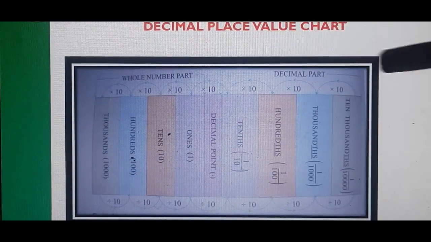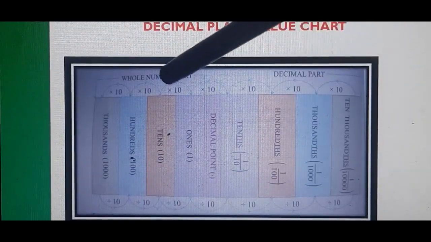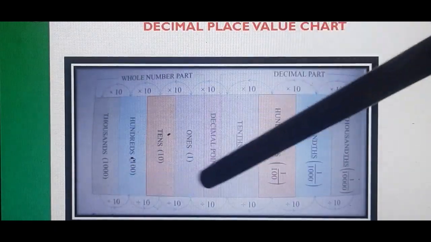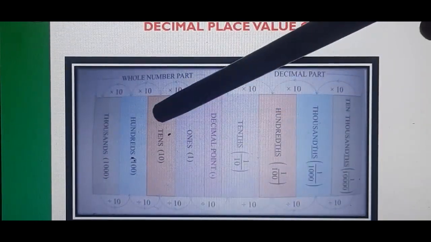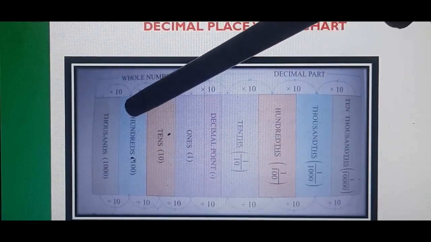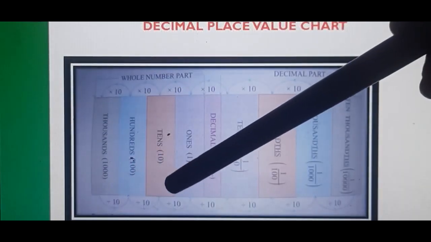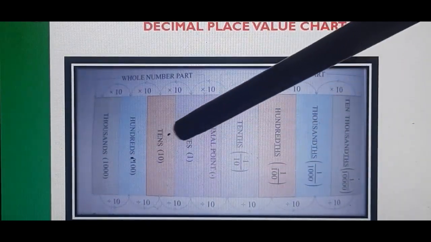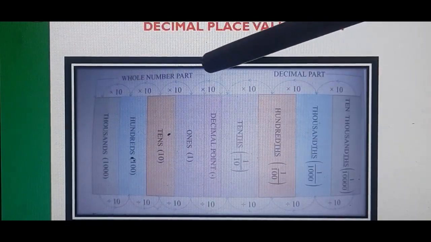And when we move from right to left, in each step there is multiplication by 10. And when we move from left to right, division by 10. Let's understand from here, ones to tens. Ones, 1 multiplied by 10, we will get tens. Tens multiplied by 10, we will get hundreds. And now, hundreds divided by 10, we will get tens. So we are moving now from left to right. Understood? So, see this place value chart.